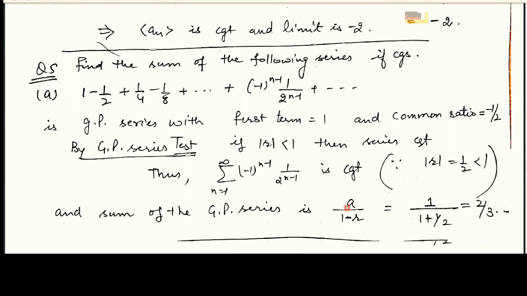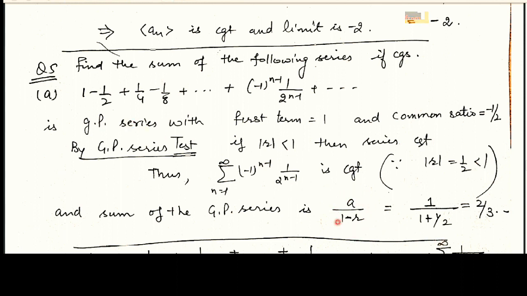In question number 5, we have a series and we have to find the sum of the following series if it is convergent. In part A, we have this series. This is a GP series with the first term 1 and the common ratio minus half. By the GP series test, we know that the given series is convergent if the mod of R is strictly less than 1, and here the common ratio is half, which is strictly less than 1. So the series is convergent and it converges to A upon 1 minus R.